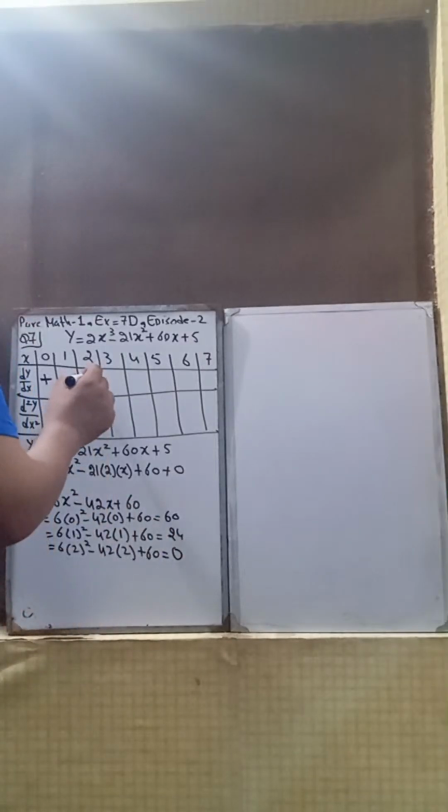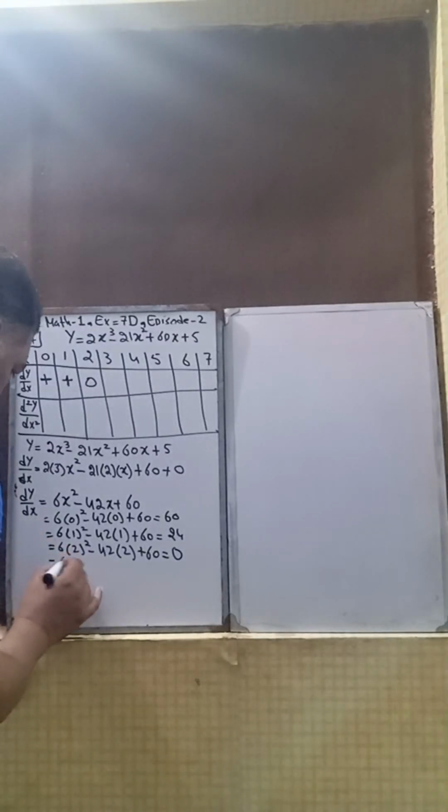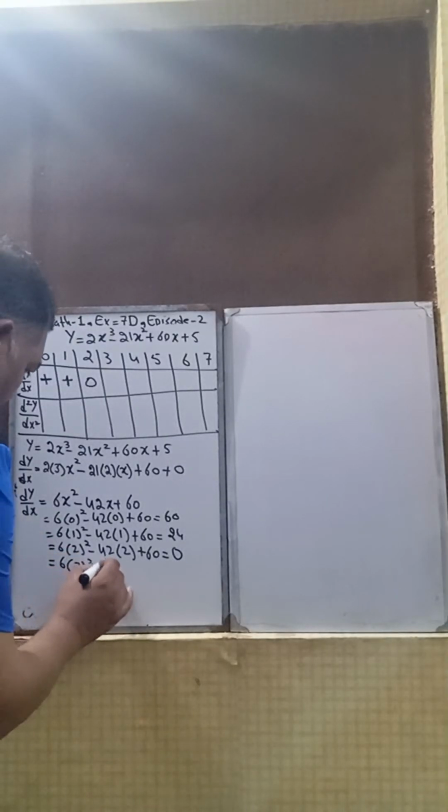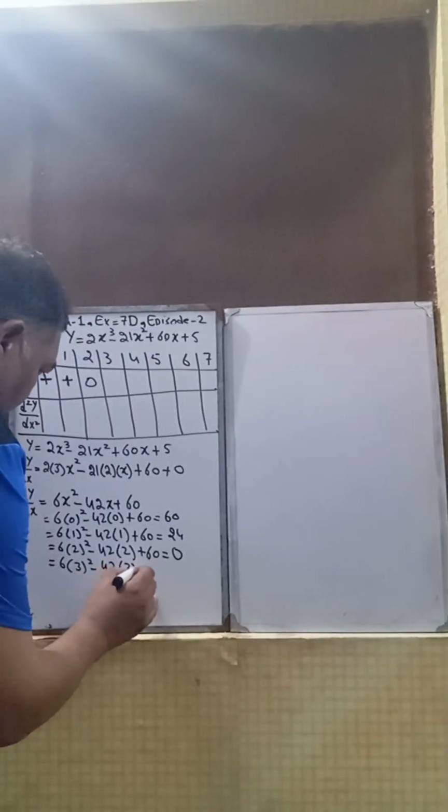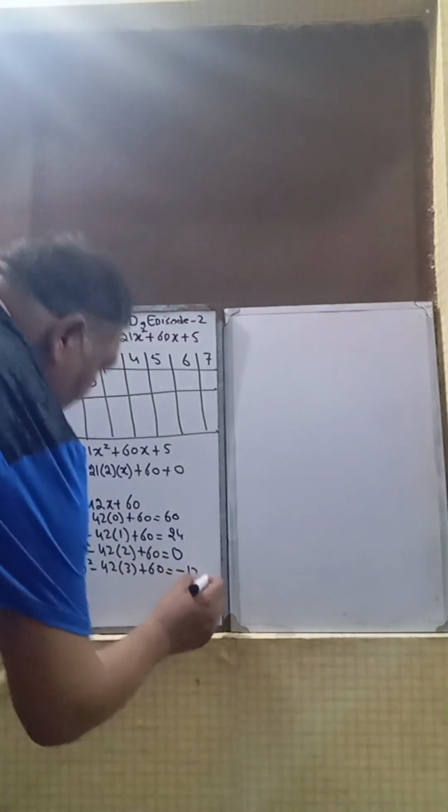Then I will put 3. So 6 into 3 square minus 42 into 3 plus 60. Let's see what the answer is. That is 6 multiplied by 9 minus 42 multiplied by 3 plus 60, and the answer is minus 12. So this answer will be negative.